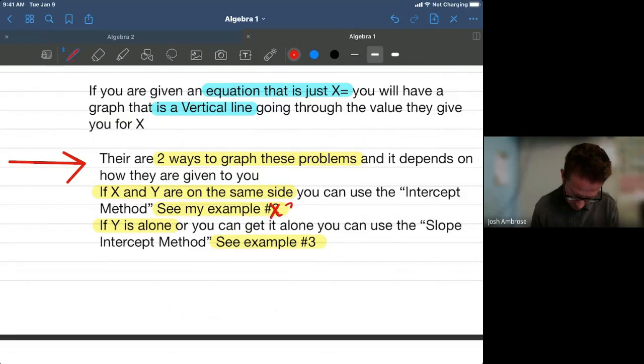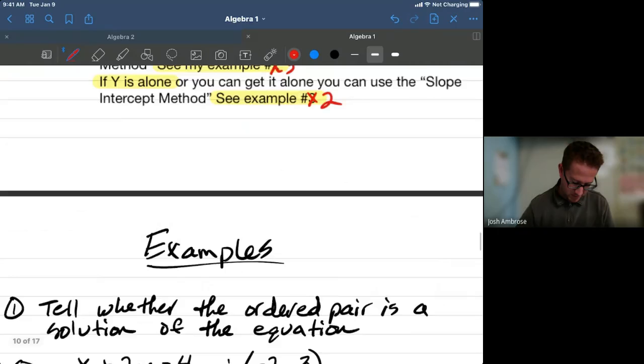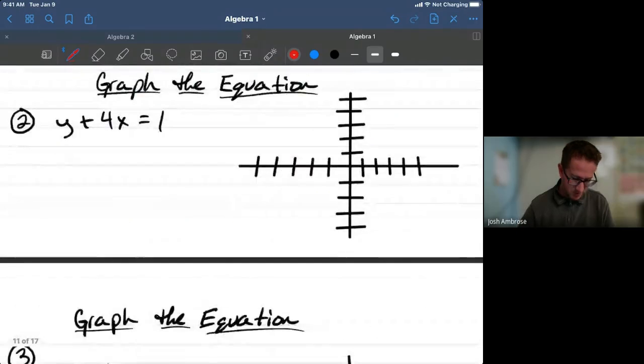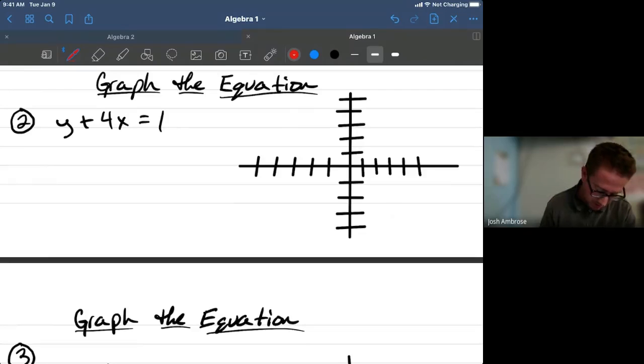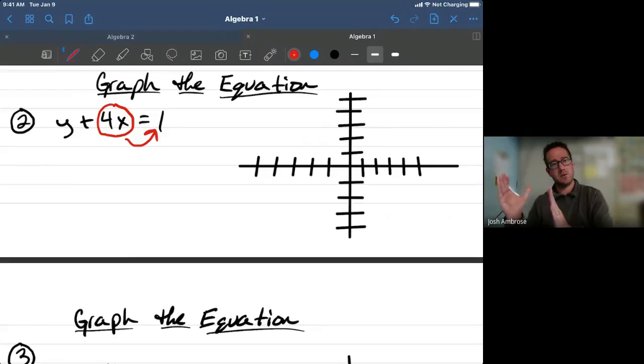No. See example 3. No. See example 2. All right. Now, let's move ahead. Here's y. We could make y by itself super easy by taking 4x and moving it over to the right-hand side.